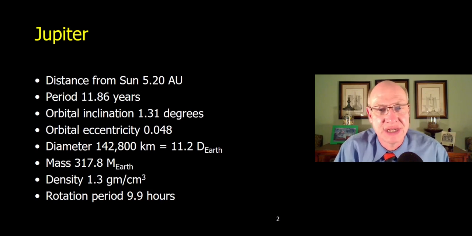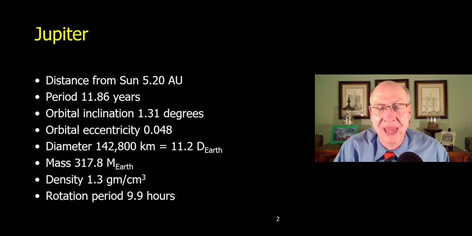Its eccentricity is 0.048. Its diameter is 11.2 times the diameter of the Earth, which means its volume is more than 1,000 times the volume of the Earth. But its mass is only 317 times the mass of the Earth, which means that Jupiter is much less dense than the Earth is. Its average density is about 1.3 grams per cubic centimeter, whereas the density of the Earth, you'll recall, is 5.5 grams per cubic centimeter.